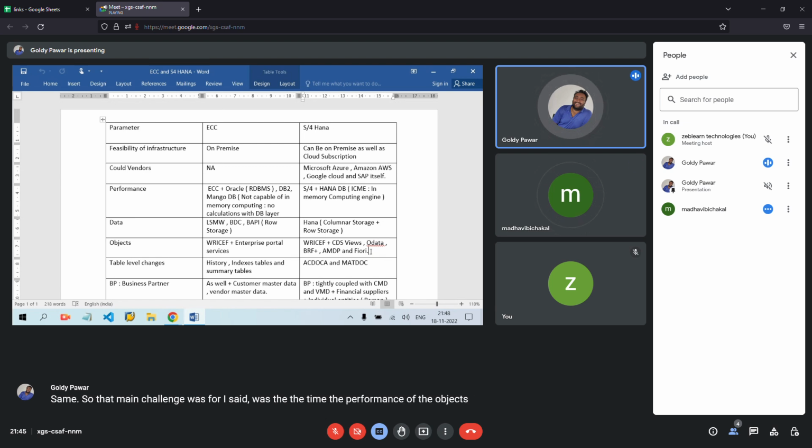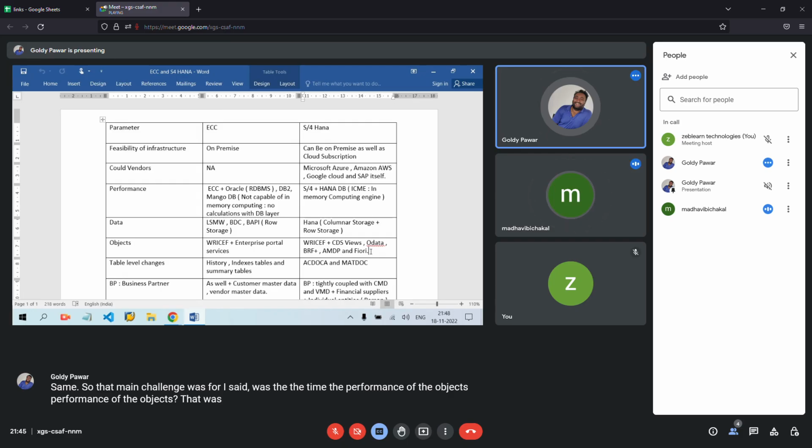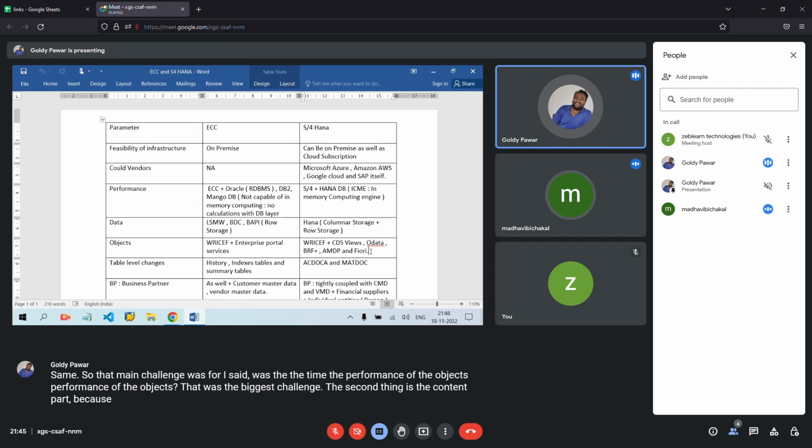Performance of the objects, that was the biggest challenge. The second thing is the front end part, because the UI was not upgraded or modified for a long duration.